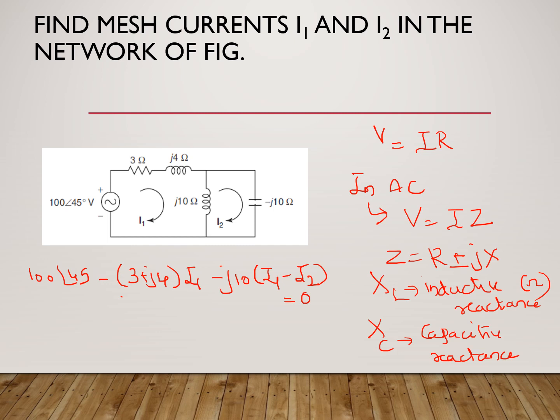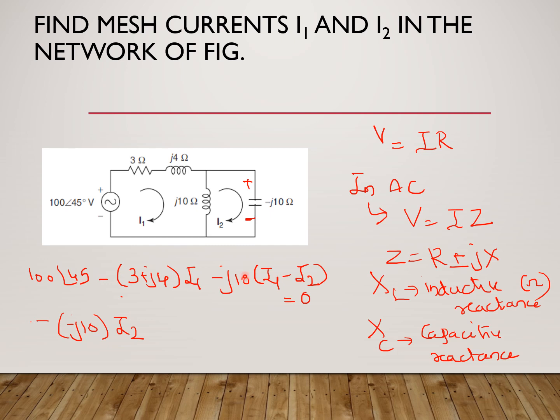So that is for the first loop, and for the second loop I'll start from here and go around like this. So it is minus J10 and the current is I2. As the current flows like this, it is going to have a polarity like this. So plus to minus is a negative. So minus of minus J10 into I2. So the voltage drop from positive to negative is a negative.